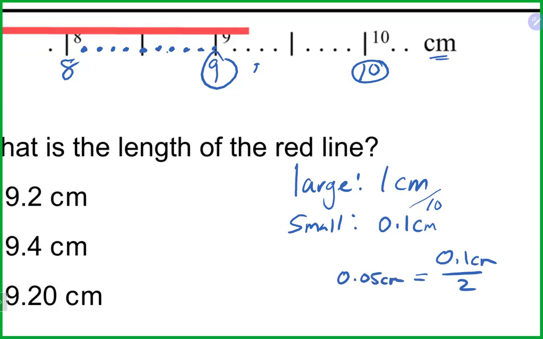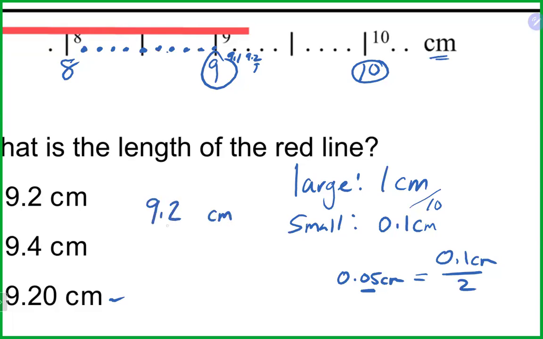That means when I'm all said and done with my measurement, how many decimal places should I have? Should have 2. So let's go see what it is. Obviously, I'm imagining it's that one, but let's make sure. So here, it is definitely between 9.1 and 9.2. And it looks like maybe it's right on the 9.2 mark. So we go with 9.2.